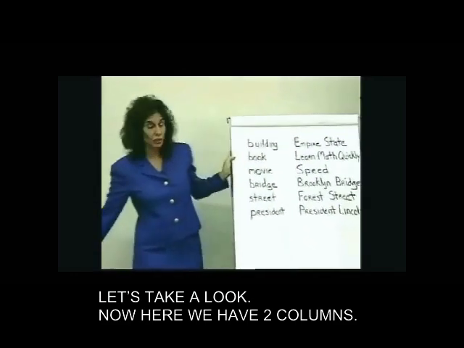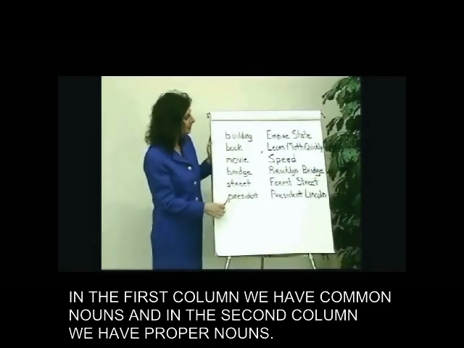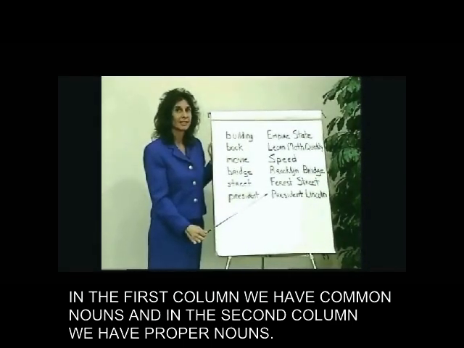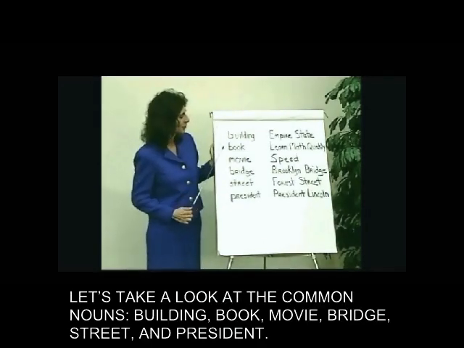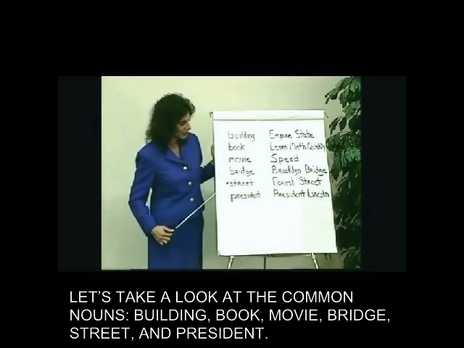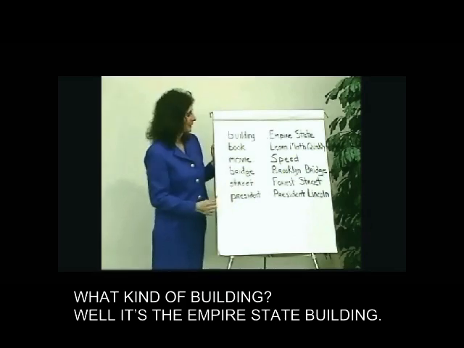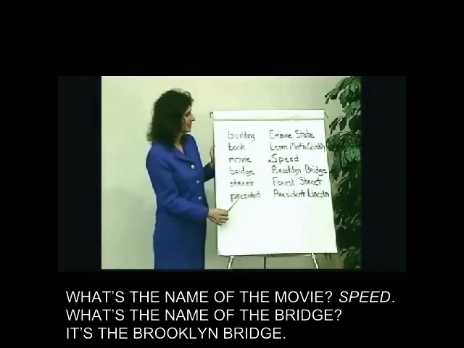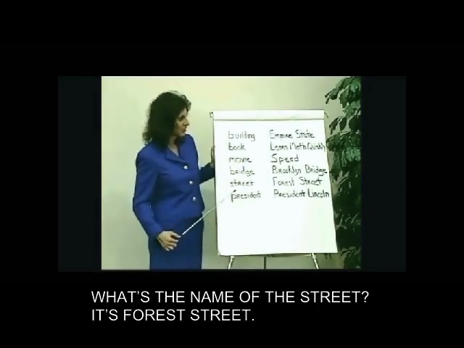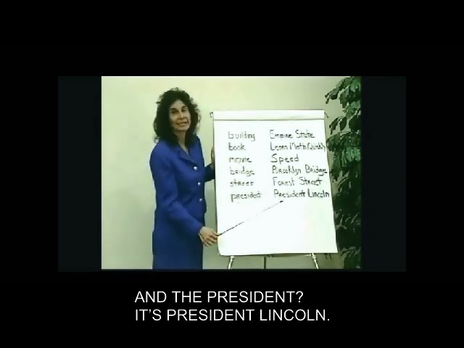Now here we have two columns, and in the first column we have common nouns, and in the second column we have proper nouns. Can you see any differences between them? Let's take a look at the common nouns. Building, book, movie, bridge, street, and president. What kind of building? Well, it's the Empire State Building. What kind of book? It's Learn Math Quickly. What's the name of the movie? Speed. What's the bridge? It's the Brooklyn Bridge. What's the name of the street? It's Forest Street. And the president is President Lincoln.